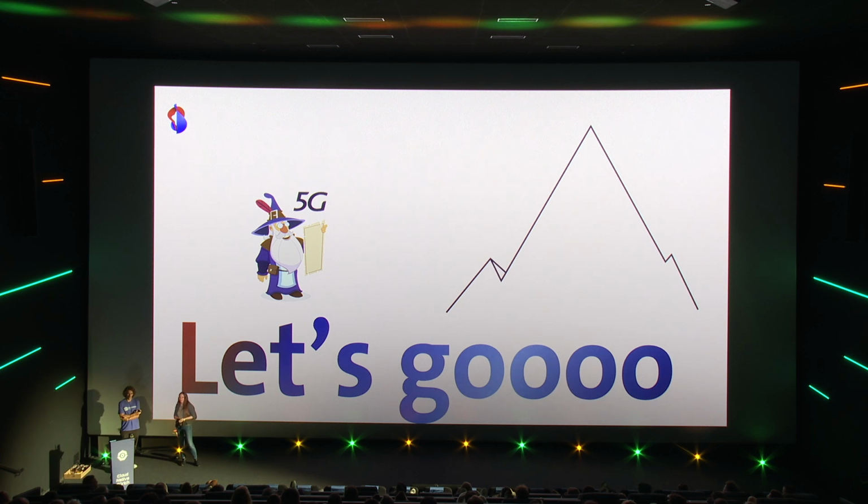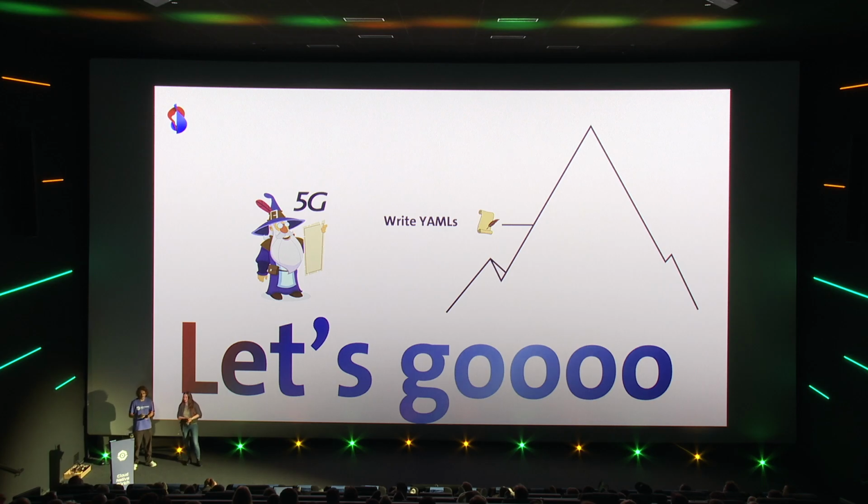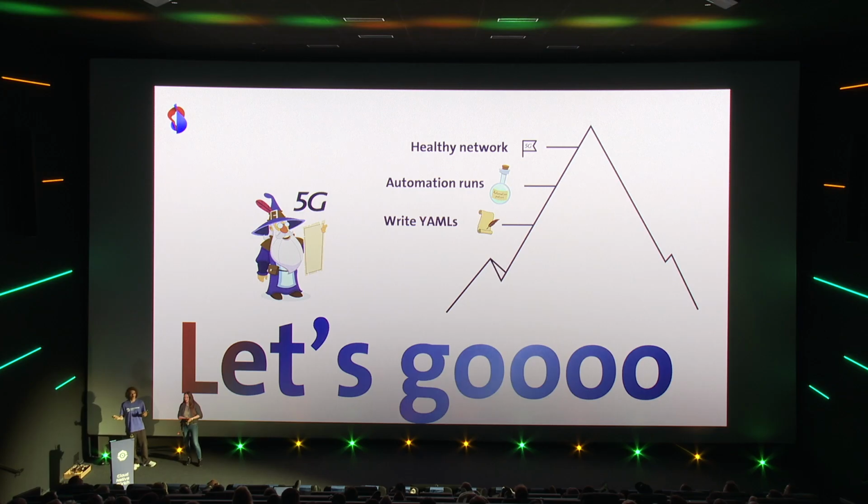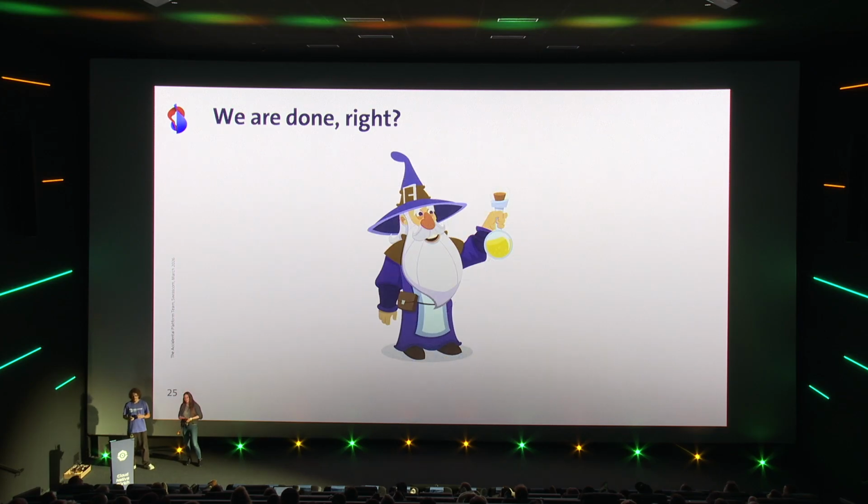All right, so we have the first use case. Is everything ready? Yeah, so let's go. It seems easy, right? Do you still hear me? Yes? Okay, sorry. So let's go. The only thing we need to do is write the YAMLs, the automation runs, and we have a healthy network. Seems quite easy, right? So we're done, right?